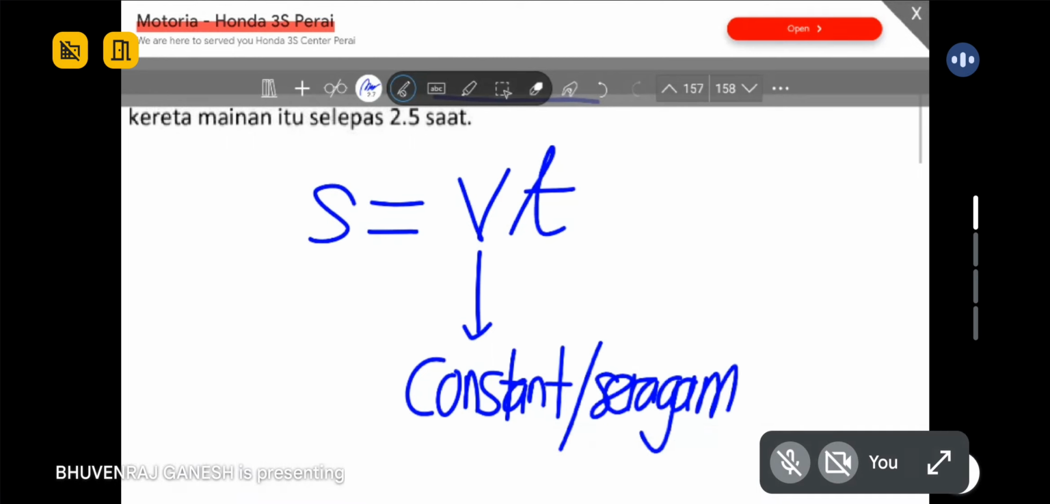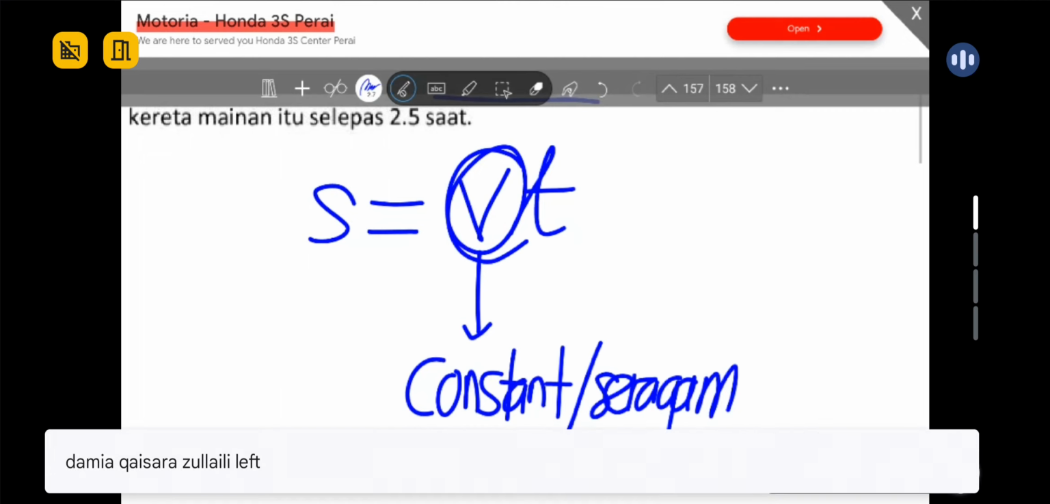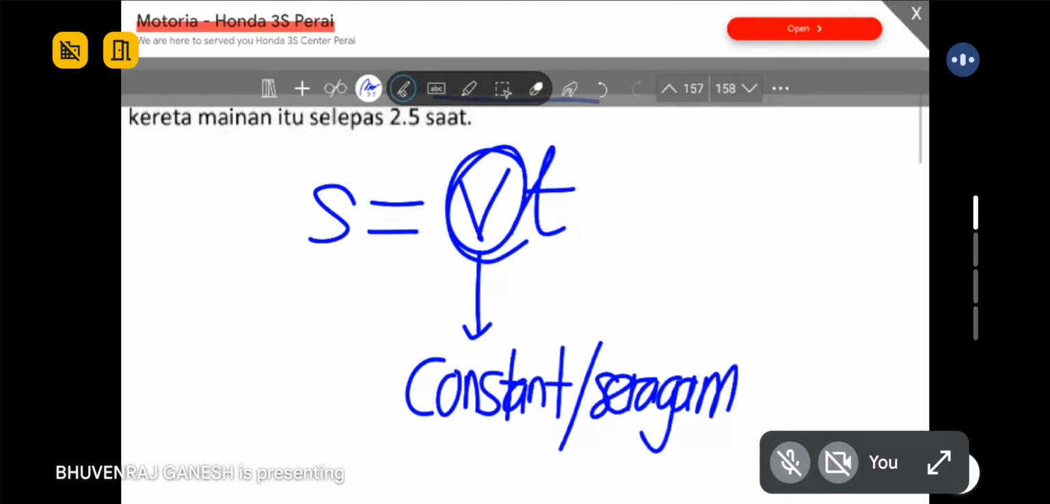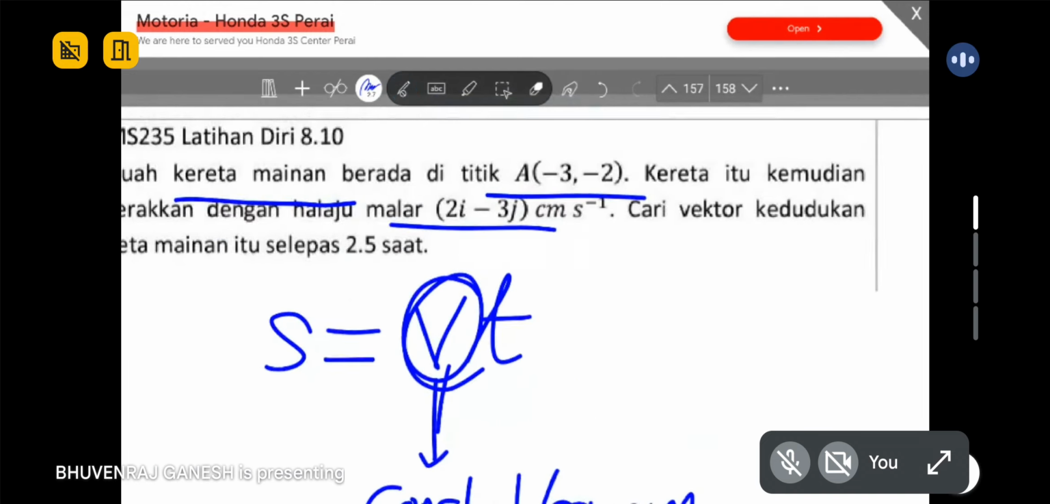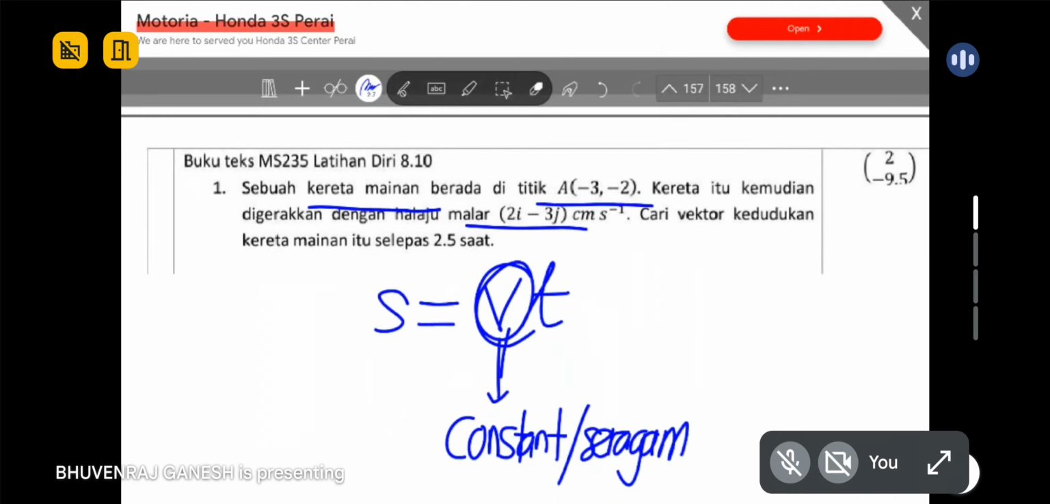Then only you can apply the formula. If this V keep on changing, right? Kalau nilai V ni bertukar setiap kali tak boleh. Cannot. Must be constant one. Then only you can apply the formula. Understand? That's why you see the question will always tell you one. Halaju malar. Constant velocity. The word constant is very important.